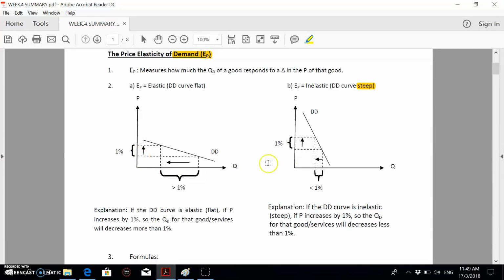Much steeper means that the moment the price increases by 1%, and this is only a numerical example, it could be 10%, it could be 50%, it depends on the information given during your exam, midterm or any quiz, the 1% increase in the price will decrease your quantity demanded by less than 1%.